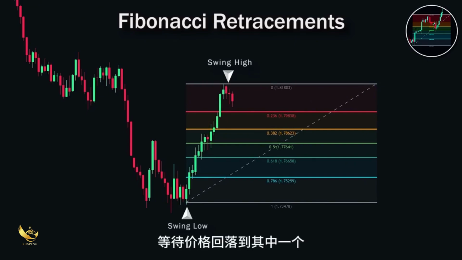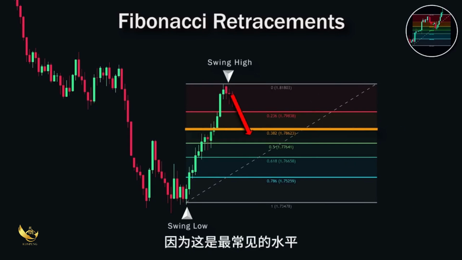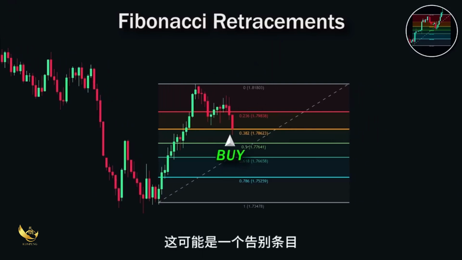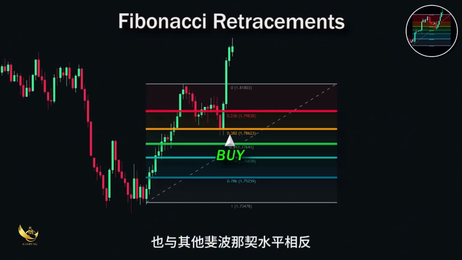Next, wait for the price to make a pullback to one of these levels, ideally the 0.382 Fibonacci level, because that's the most common level where price tends to reverse from. So if price touches that level, that could be a good buy entry. Keep in mind that price could also reverse from other Fibonacci levels. Combine it with other confirmation signals to get a better entry.